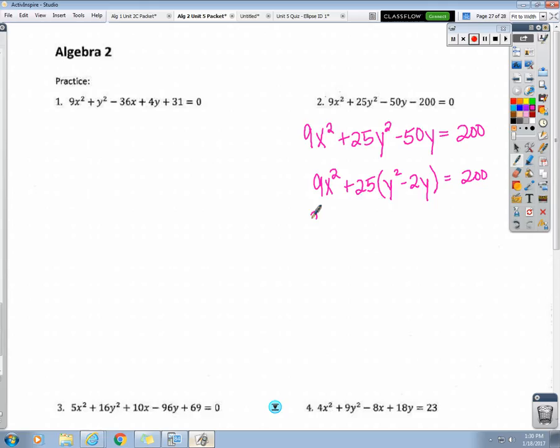Okay, so now we have 9x squared plus 25, factor this. Oh, I skipped a step. What did I skip? The blank. I forgot to put the blank. 50 divided by 25 is 2. And then equals 200 plus blank.